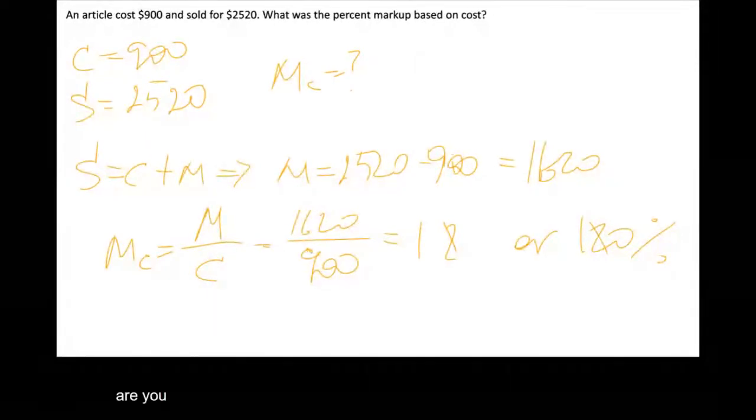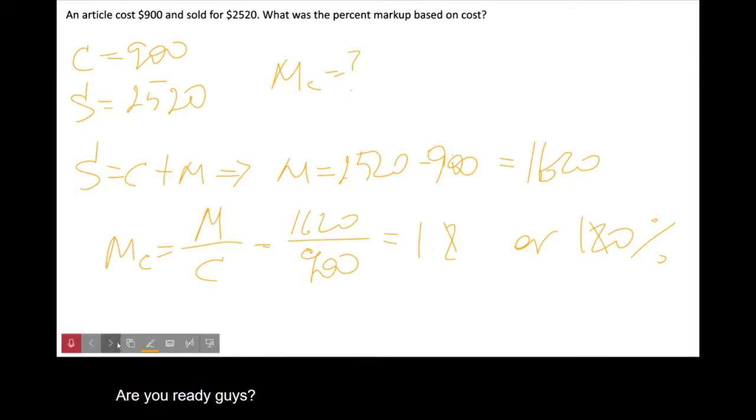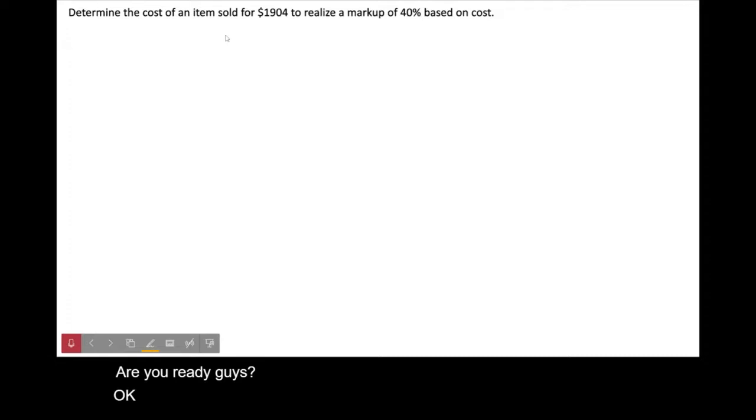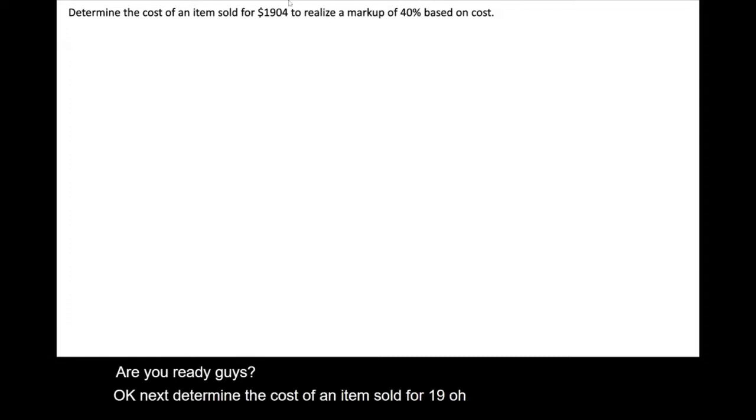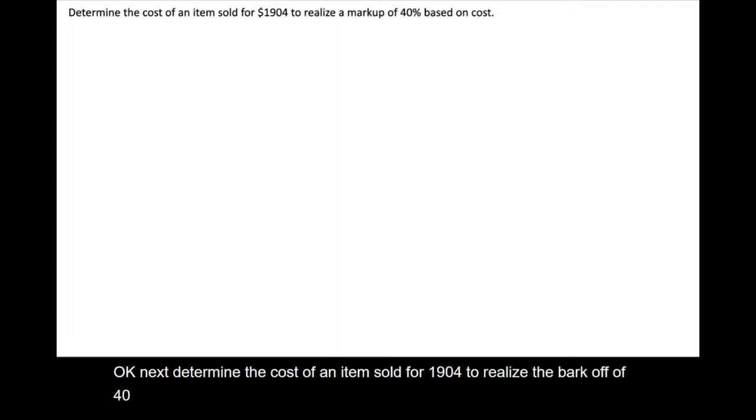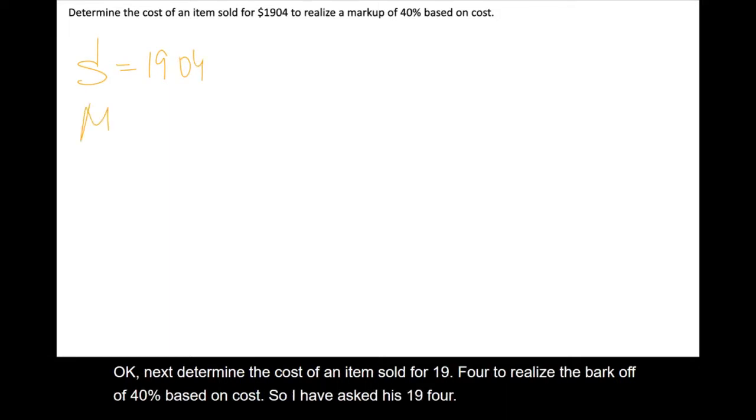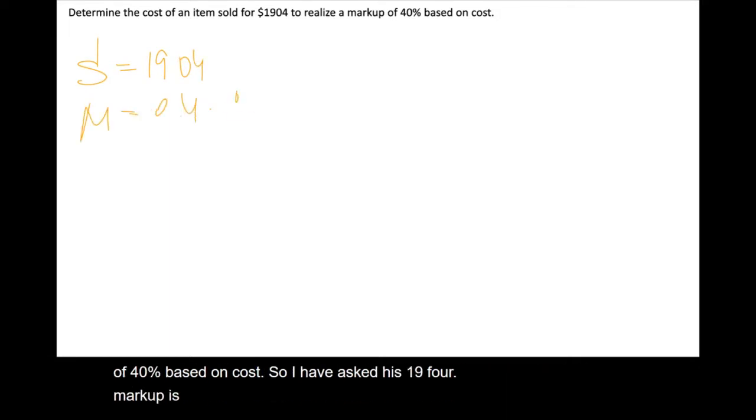Are you ready, guys? Okay. Next, determine the cost of an item sold for 1904 to realize a markup of 40% based on cost. So I have S is 1904, markup is 0.4 times C. Is that clear?